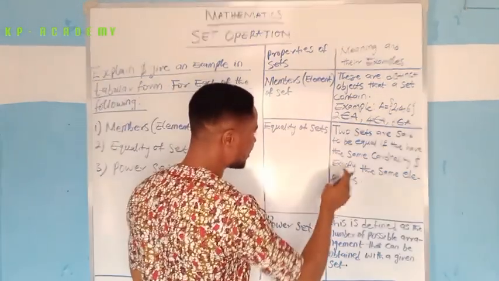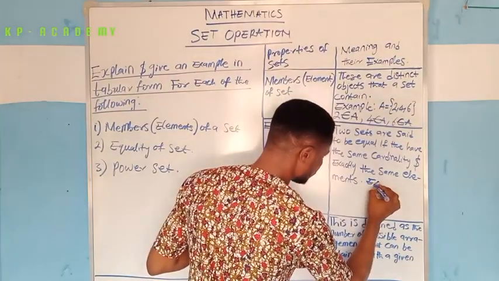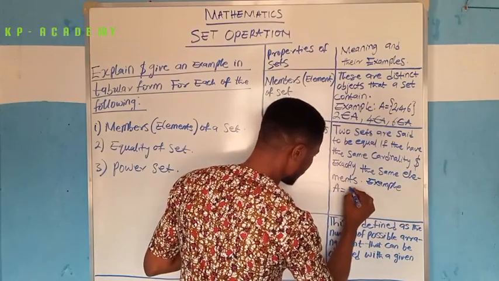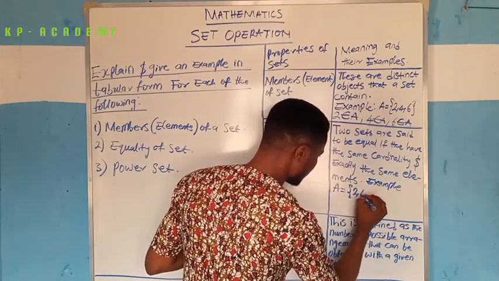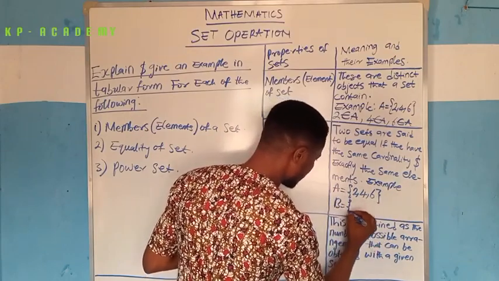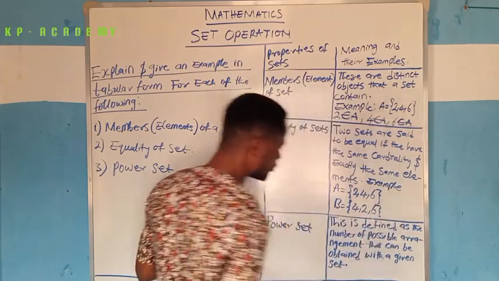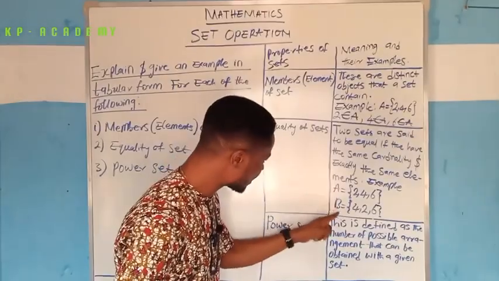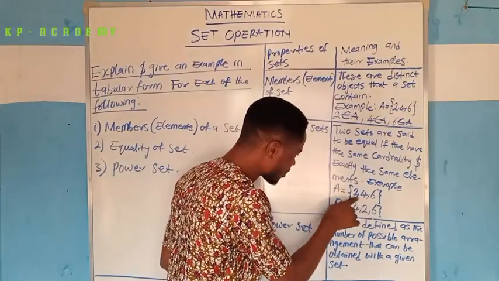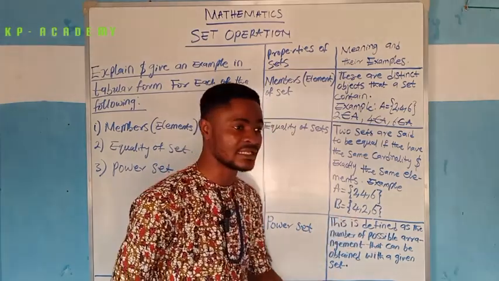Let me just give an example. For example, if set A is equal to {2, 4, 6}, and set B is equal to {4, 2, 6}, you will agree with me that these two sets have the same elements. In other words, set A has 3 elements, 1, 2, 3. It has 3 elements inside of it. And set B has 3 elements again inside of it.